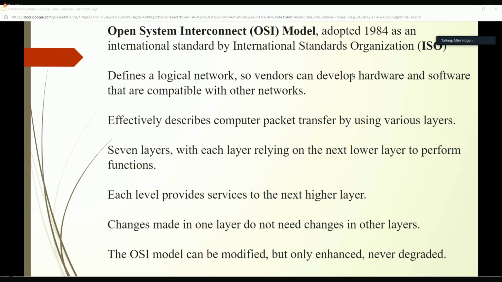Changes made in one layer do not need changes in another layer. The OSI model can be modified, but only enhanced, never degraded. Right. And so it's the standard that we want to stick to. And like I said, the understanding of the encapsulation, de-encapsulation process, but also interoperability, are aided by this OSI model.